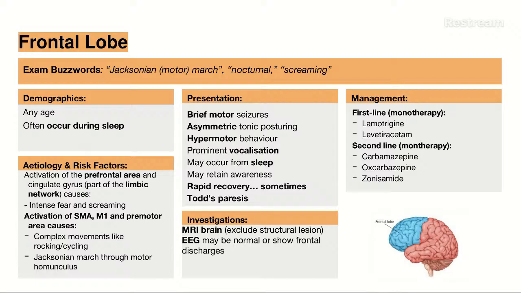And at the top, I forgot to mention, we've got some buzzwords for exams. So Jacksonian or motor march, nocturnal, they might be screaming. And one thing I also didn't mention was that there's a rapid recovery, but you might have Todd's paresis, where you have focal neurological deficits to the region affected during the seizure.